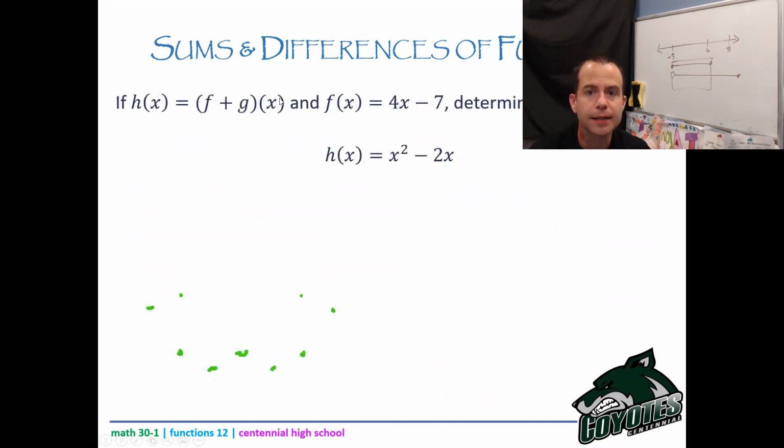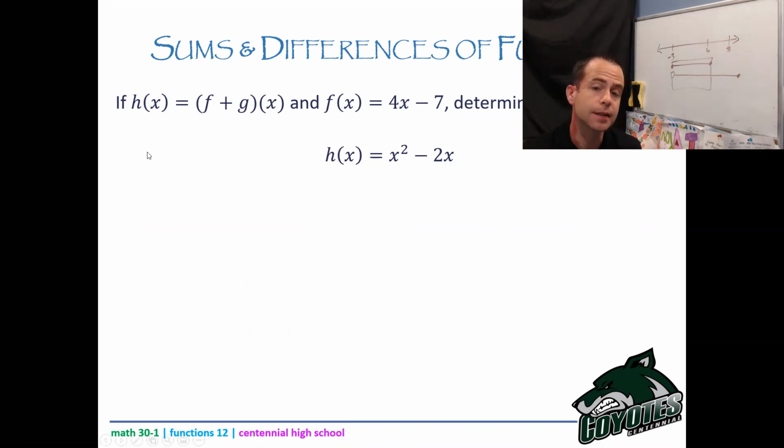If h of x is f plus g of x, and f of x is 4x minus 7, determine g of x if h of x is x squared minus 2x. Now don't shut down because of all of the letters you just heard. It's really not that complicated a question once you understand algebraically what's happening.